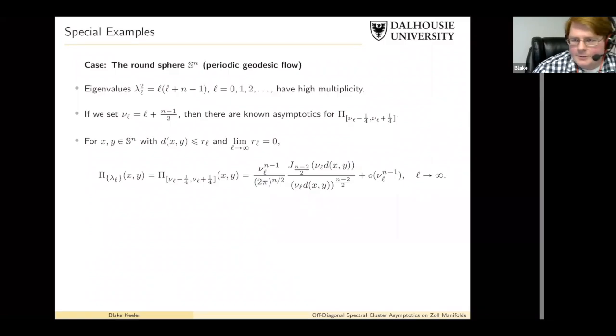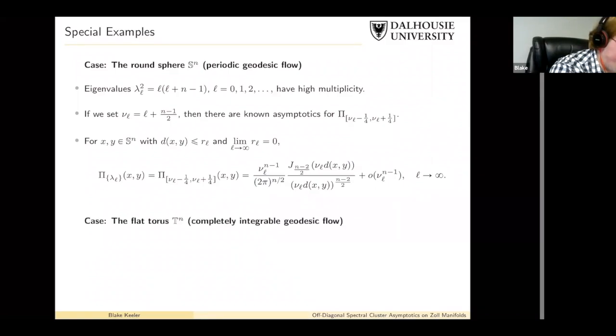Another example where we can do things very explicitly is on the flat torus. So I'll denote that by T to the power n. And in this case, the geodesic flow is completely integrable, and it also stands in stark contrast to the sphere, because here the set of periodic geodesics has measure 0. It's countable at each point, I suppose, because it corresponds to the rational angles.